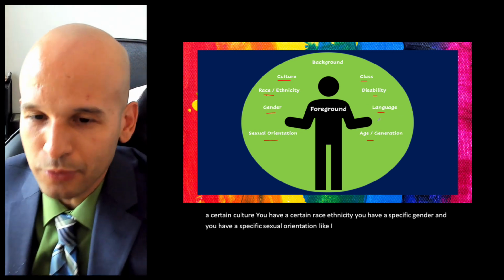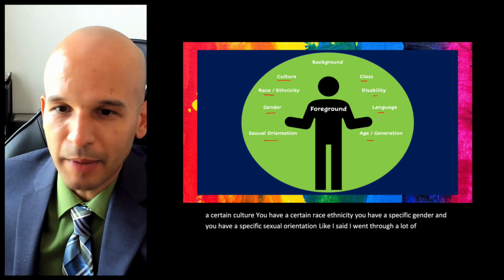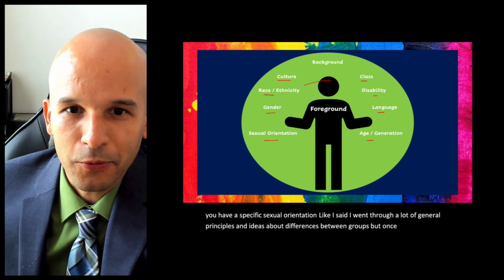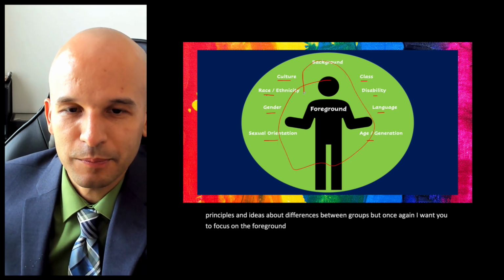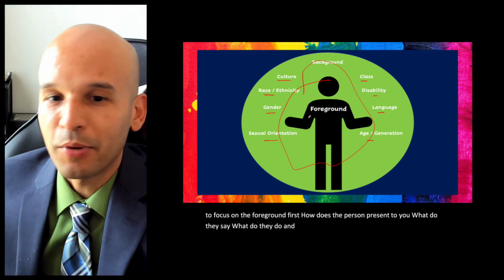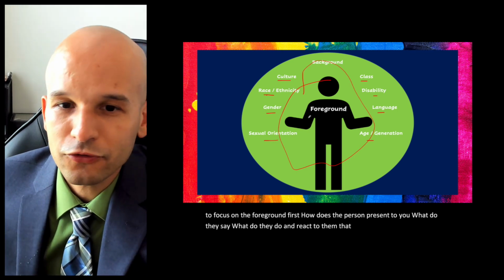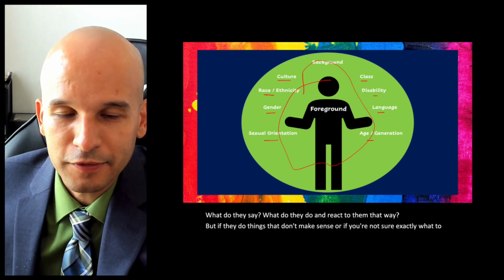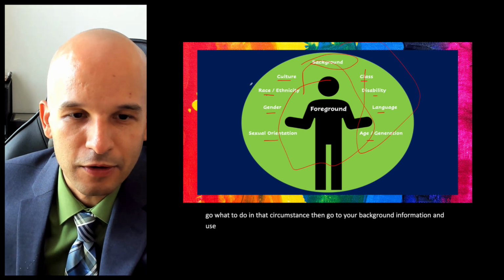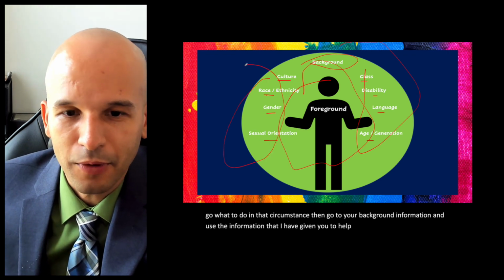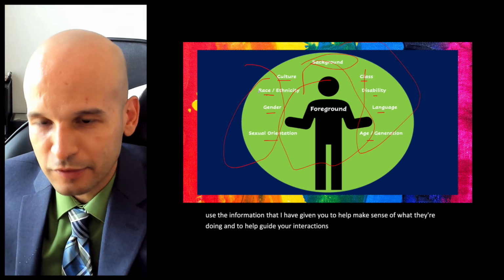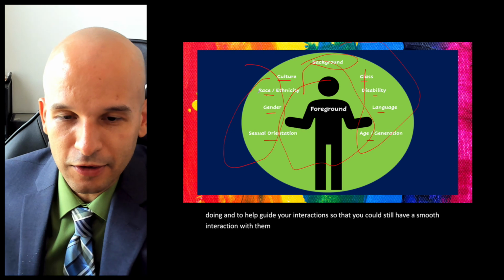Like I said, I went through a lot of general principles and ideas about differences between groups. But once again, I want you to focus on the foreground first. How does the person present to you? What do they say? What do they do? And react to them that way. But if they do things that don't make sense, or if you're not sure exactly what to do in that circumstance, then go to your background information and use the information that I've given you to help make sense of what they're doing and why, and to help guide your interactions so that you can still have a smooth interaction with them, even if they are different than you.